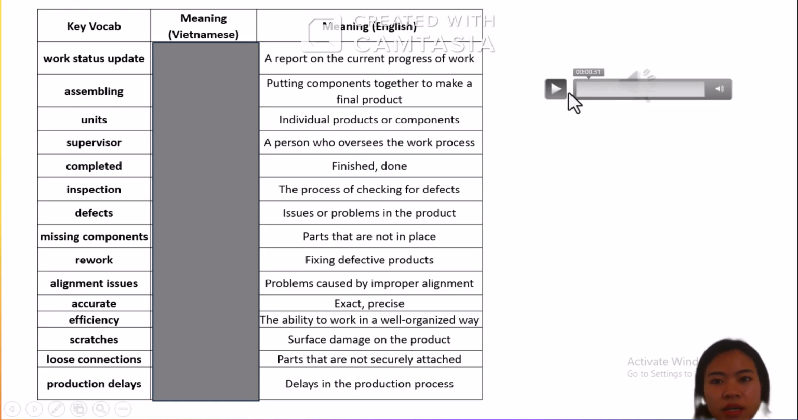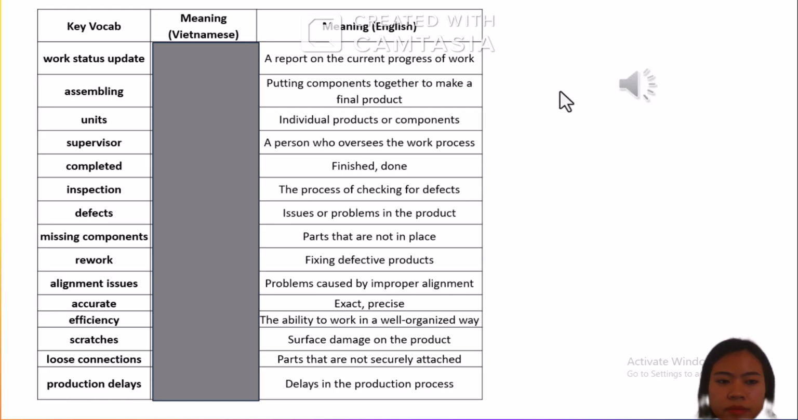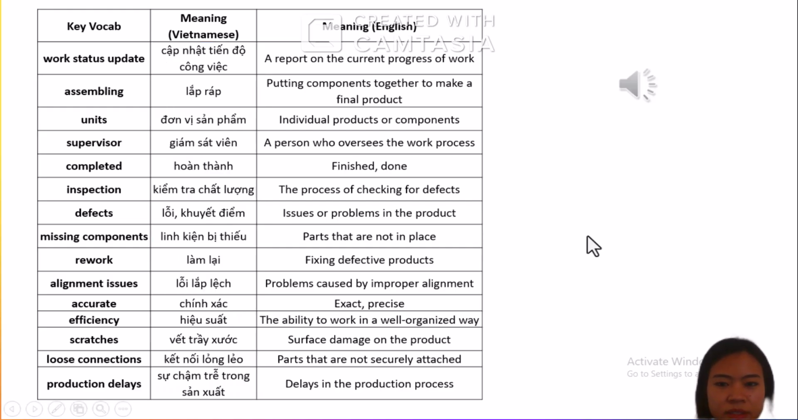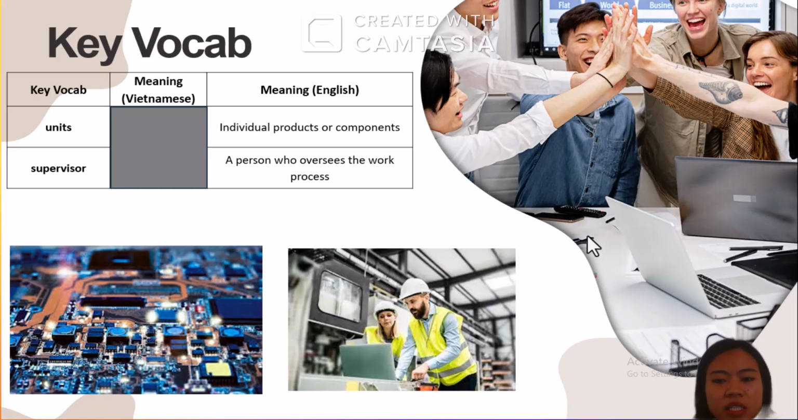Let's try reading out loud the vocabulary one more time. Very good. Have you got all the words and their meanings in Vietnamese at the middle column? Very good. Now let's learn one by one.